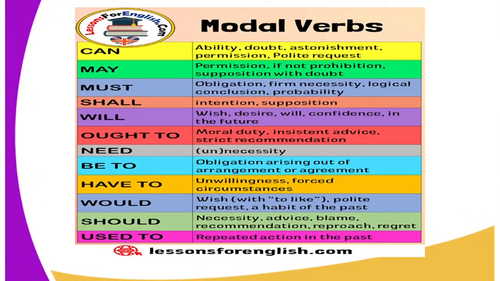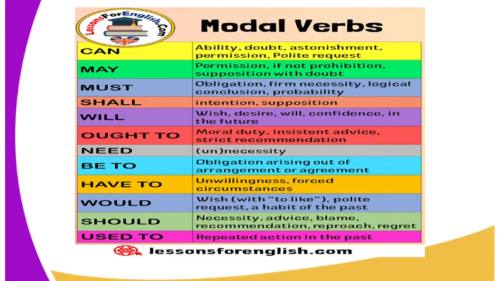Then we have modal auxiliary. As we said, we have two types of auxiliary verbs. That is the primary, the ones that we have talked about. Then we have the modal verbs. These are the helping verbs that show the mood.